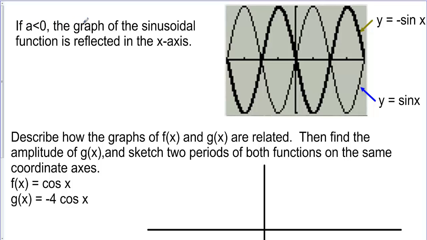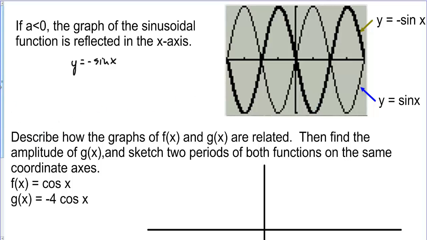If a is less than 0, the graph of the sinusoidal function is reflected in the x-axis. Well, if you have y equals negative sine of x, that takes sine of x and reflects sine over the x-axis. So sine starts at 0, goes up to 1, but negative sine of x will start at 0 and go down to negative 1.